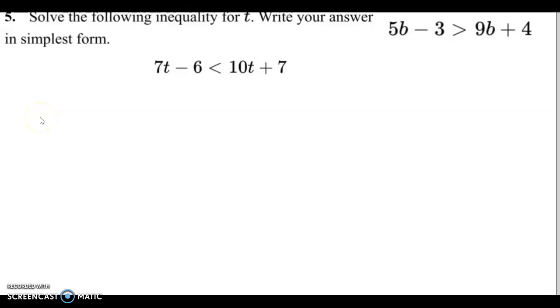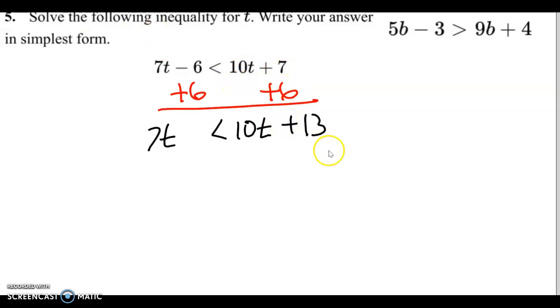Here we want to solve for t. We're going to move the numbers to the right and letters to the left. So I'm going to start by adding 6 on both sides here, and make sure you add it to the other constant, the one without the variable. And then just keep moving here. Same sign, find the sum. 7 plus 6 gives you 13.